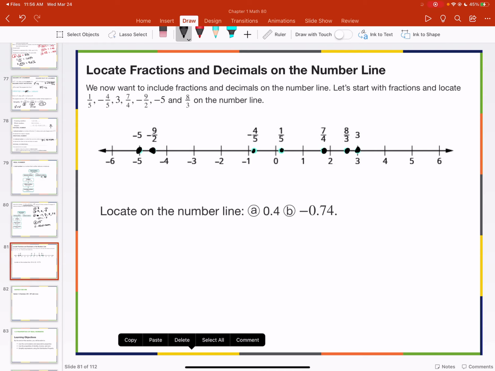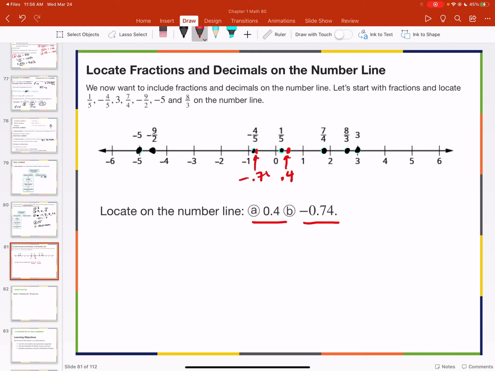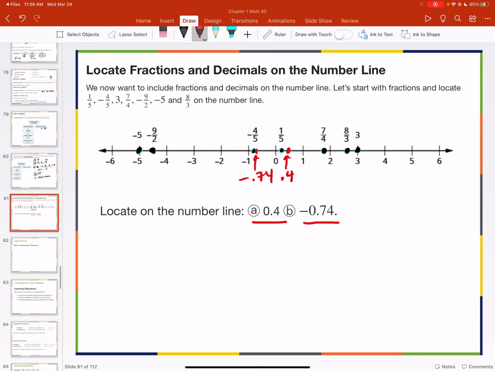Okay, so let's locate 0.4 and -0.74. 0.4 would be right about here, less than 1/2. And then -0.74 should be close to -1, but right where -3/4 is, about here maybe. So that's -0.74, and that's it for this section.